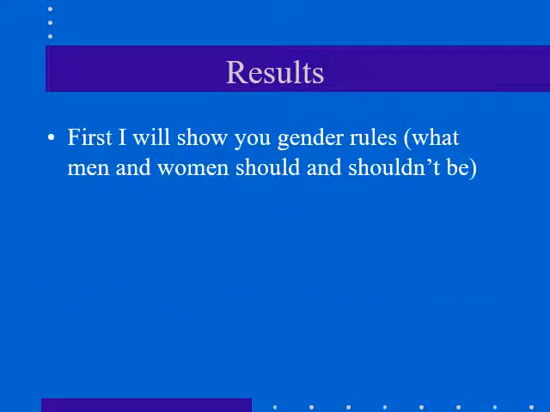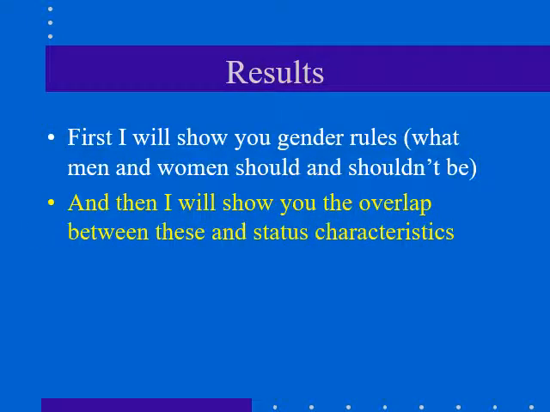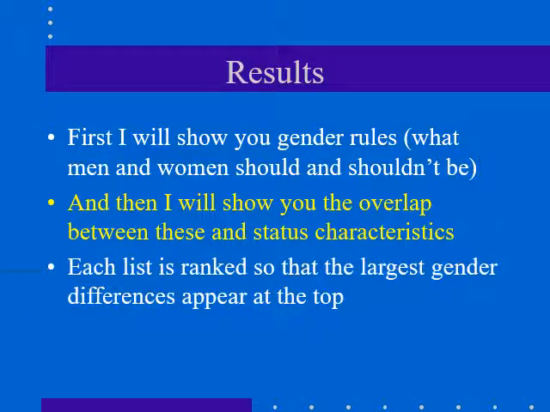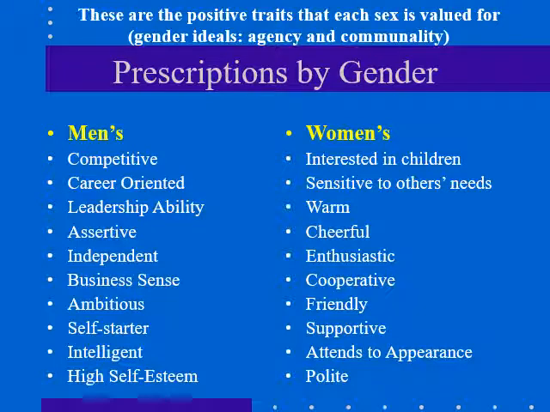So first I'm going to show you the gender rules, what men and women should and shouldn't be, and then I'll show you the overlap between the rules and status characteristics. Each list is ranked so that the largest gender differences appear at the top. I'm dating myself, but Dave Letterman used to have the top 10 of something, right? So this is more like the top 10, 12, or in some cases a little bit more. So these are the positive traits that each sex is valued for.